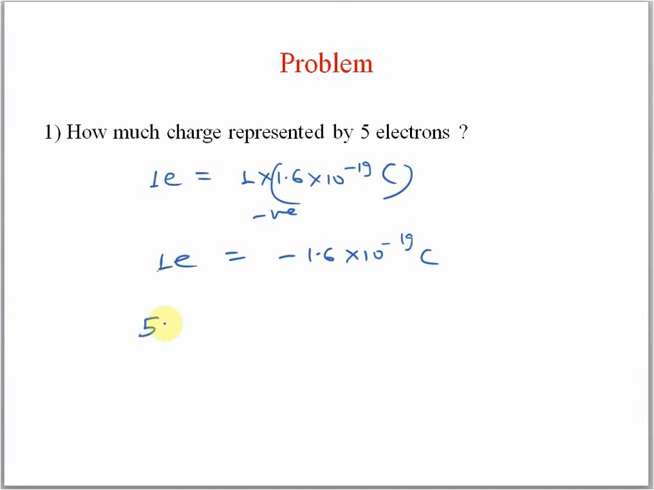If we talk about the 5 electrons, then we have to multiply 5 with the electron charge. That means 5 into minus 1.6 into 10 power minus 19 coulomb. Why am I writing minus 1.6 into 10 power minus 19? Because the charge of an electron is minus 1.6 into 10 power minus 19 coulomb. So what is the answer? Minus 8.0 into 10 power minus 19 coulomb. It is the total charge represented by the 5 electrons.